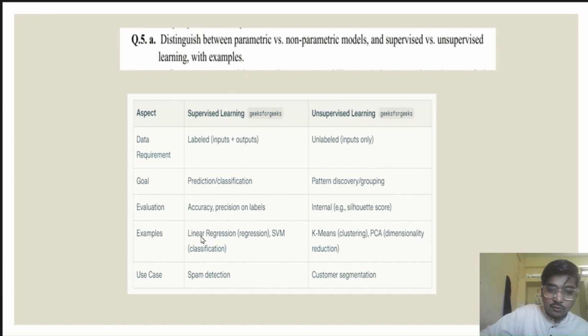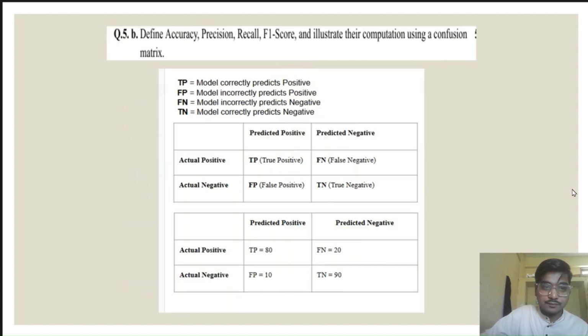Supervised learning examples include linear regression or SVM classification. Unsupervised learning examples include K-means clustering and PCA, which is used for dimensionality reduction. Supervised learning use cases are in spam detection, whereas unsupervised learning is used in customer segmentation. Let's move to the next question.